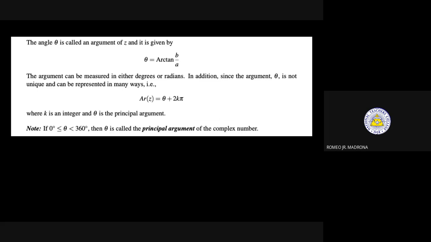Okay, so ayan. Ito yung argument natin. Ito yung definition niya. The argument can be measured in degrees and radians. Ito yung formula. And ang tawag dito ay principal argument. Sir, bakit sir nagkakaroon ng principal argument? Kasi class, siya yung magiging basis natin ng mga arguments natin na pwede natin kunin or ilagay, wherein we're going to get the same results. Bakit? Kasi, pwede natin to paikot-ikutin ng ilang beses. Kahit million times mo pa yan, tatama ka pa rin. Okay? Question so far?